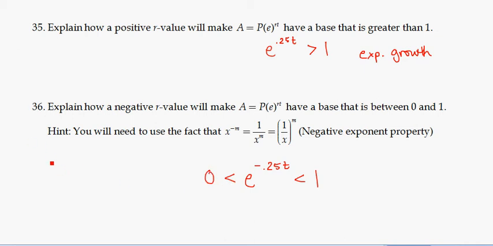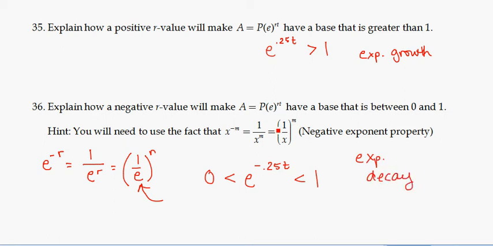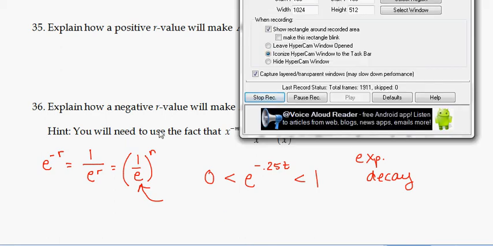And the way to see that is, think of e to the negative r as being the same thing as, using this negative exponent property, 1 over e to the r, or 1 over e all to the r power. So what used to be something greater than 1 is now 1 divided by something greater than 1. So it's going to be between 0 and 1. And so again, we've got our exponential decay. So that r value really will uniquely determine whether we've got exponential growth or exponential decay. And it doesn't matter whether we have continuous compounding or a finite number of compounds.